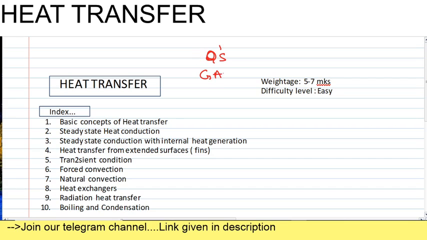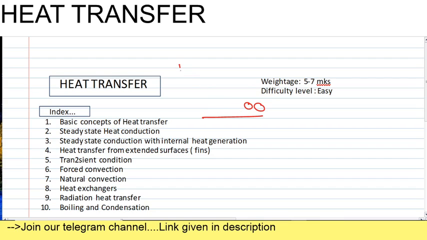Only GATE, not ESE, but you have to practice for ESE from your end also. All the PYQs of GATE will be covered in this, and all the standard questions too, topic wise. GATE questions topic wise and standard questions topic wise, all of them will be covered. In a particular subject you are going to get 400 to 500 questions.